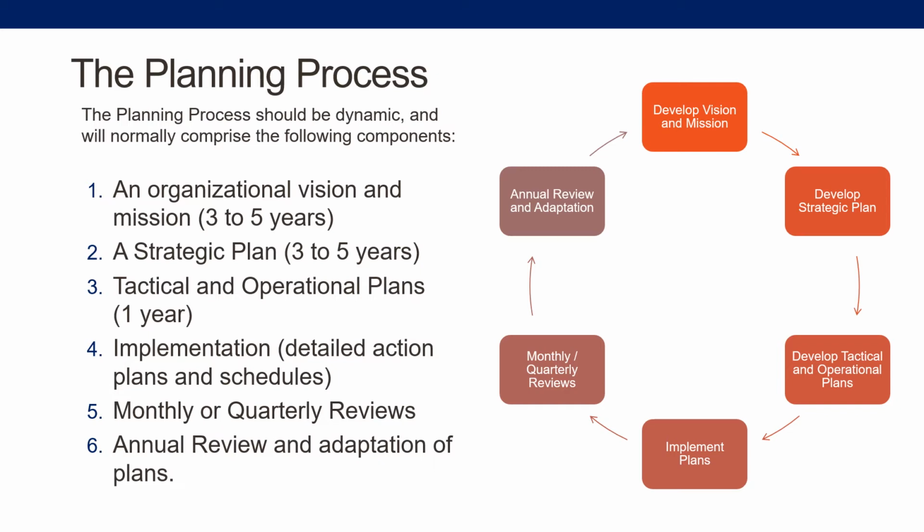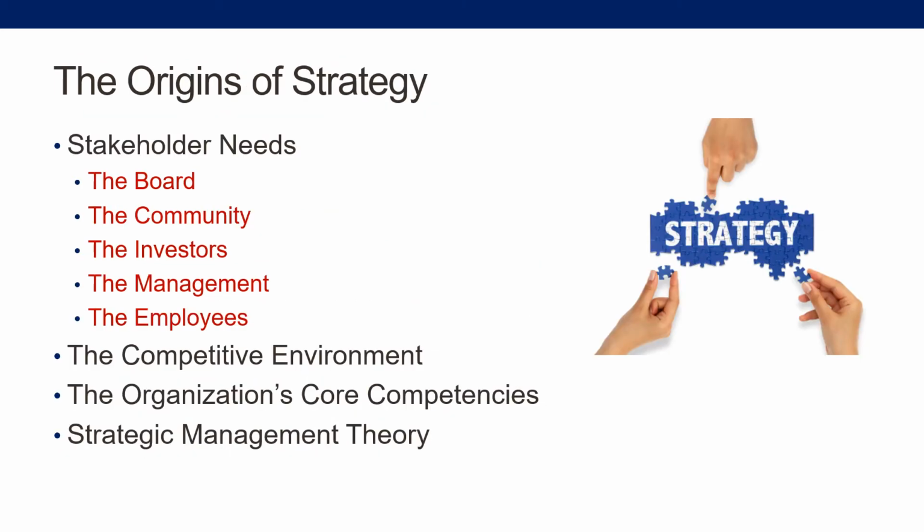Tactical objectives and targets should be reviewed and modified frequently, depending on the performance of the business and changes in the business environment. The main sources of information for developing business strategy will normally include identification of stakeholder needs, including the board, the community, the investors, the management, and the employees, and analysis of the market and the competitive environment. A deep understanding of the organization's core competencies, and ideally, an understanding of strategic management theory.